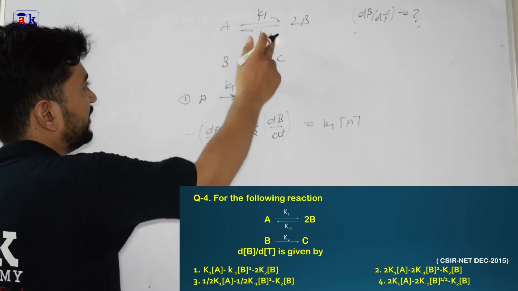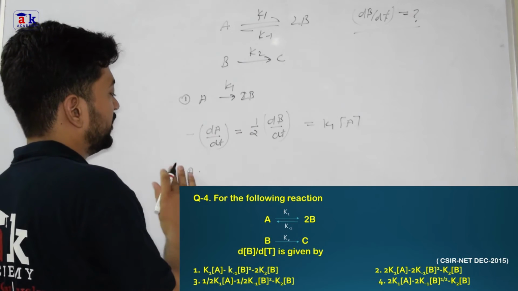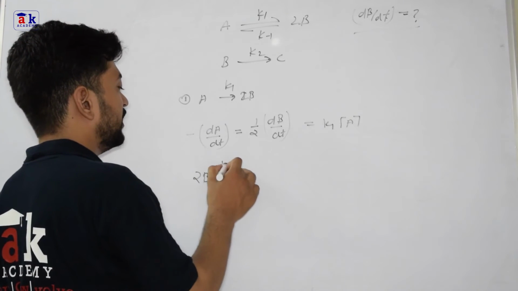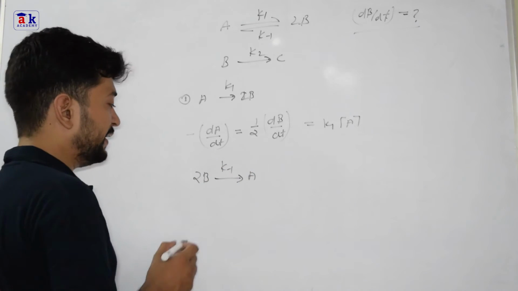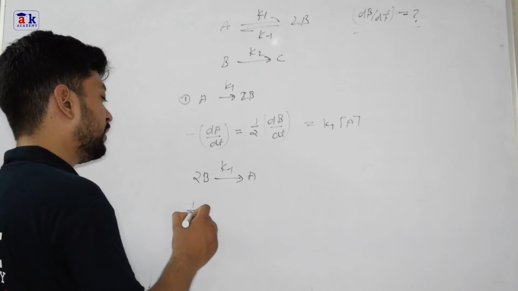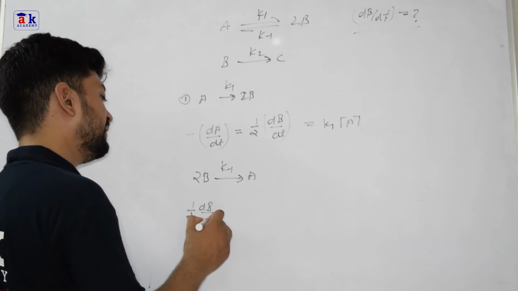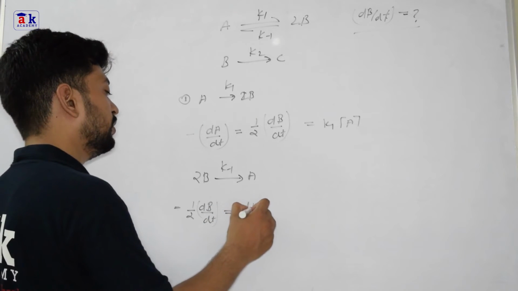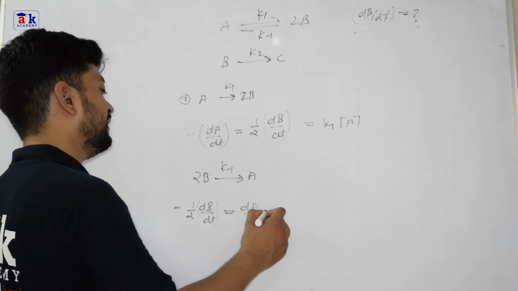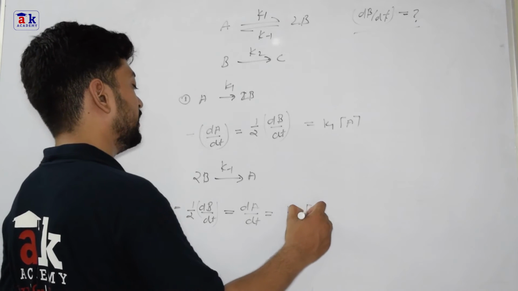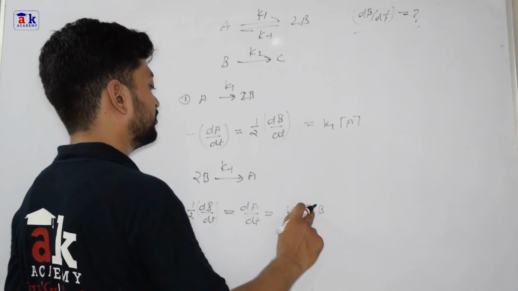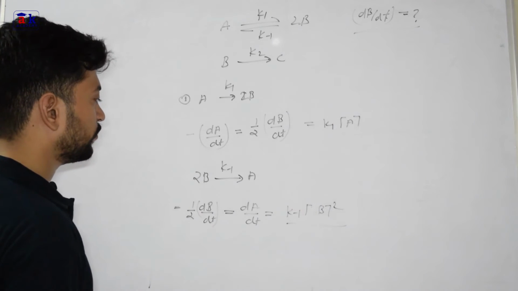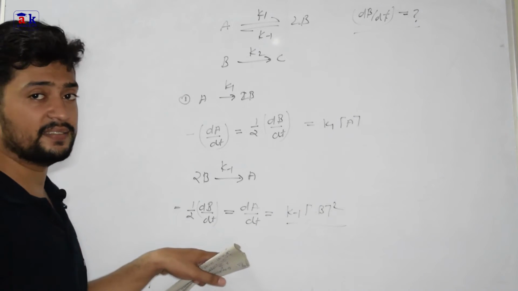And for the second reaction we have this 2B is getting converted into A. Here we have rate as K minus 1, right? So in this case how you can write: minus 1 by 2 dB by dt is equal to what we can say dA by dt or K minus 1 B square. So this is what we have, right? We can write it like this.